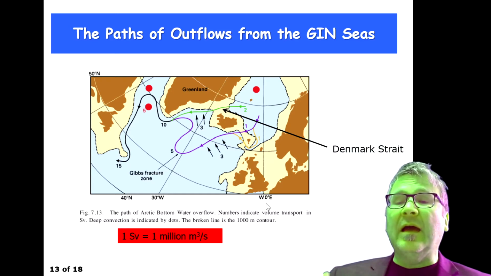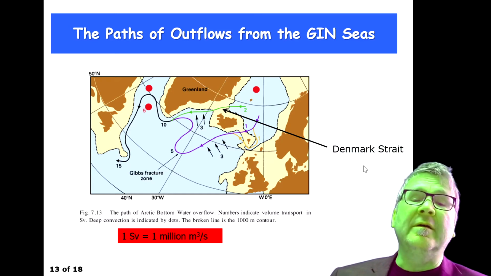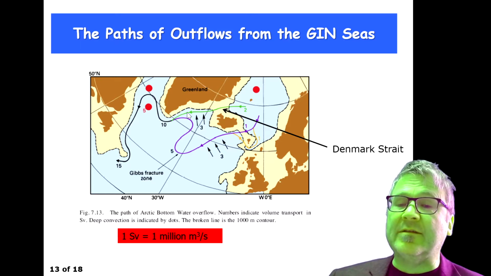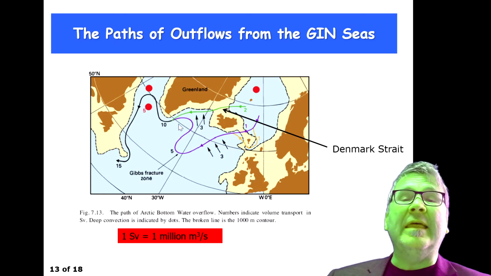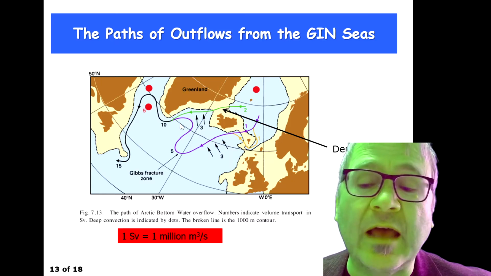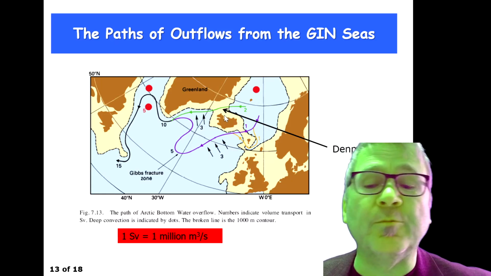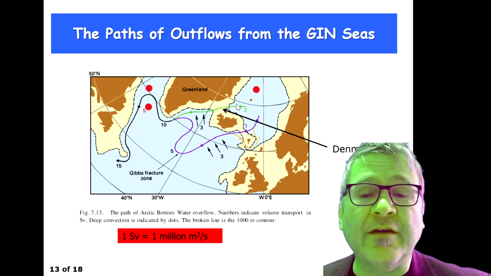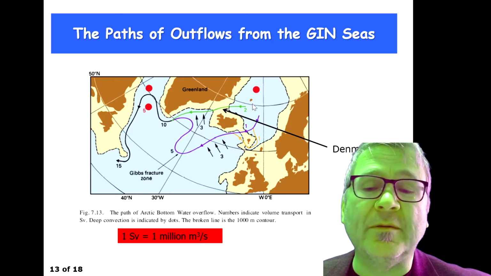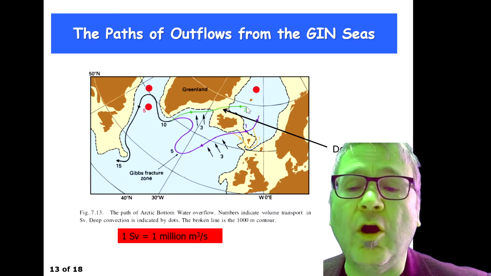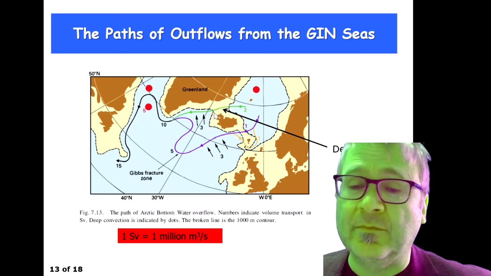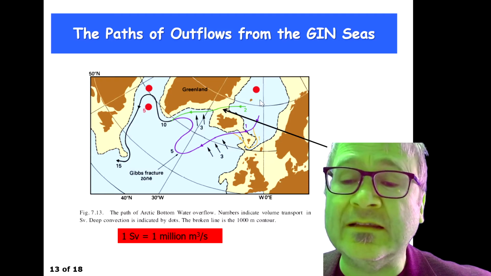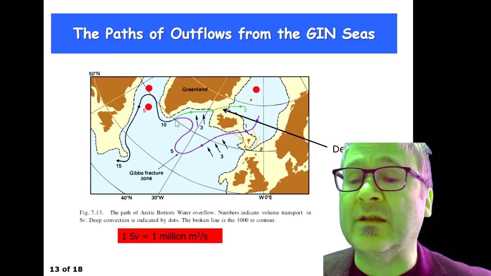The main outflow happens across the Denmark Strait. Denmark Strait is shown here. It's this green curve. And the units that are shown here are the volume transport in Sverdrups. Okay, you have a 2 million cubic meters per second overflow or outflow near the bottom from the Greenland Sea into the ambient North Atlantic.